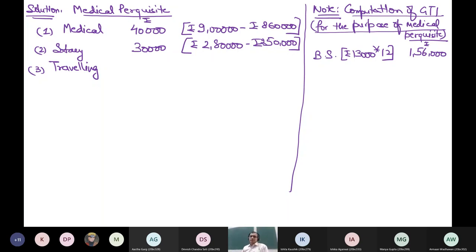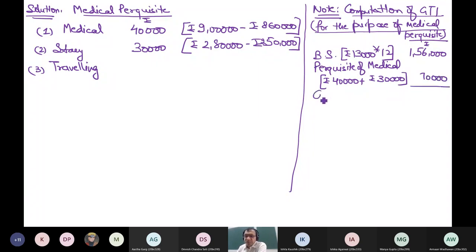Income from other sources. The taxable value of medical and stay expenses. Yes, of course. I will add all the incomes except traveling expenditure which has been reimbursed. So I will add perquisite of medical, but I will not include traveling expenditure. I have already got a value which is taxable, 40,000 plus 30,000. Traveling I will not add. This you should remember, 70,000.